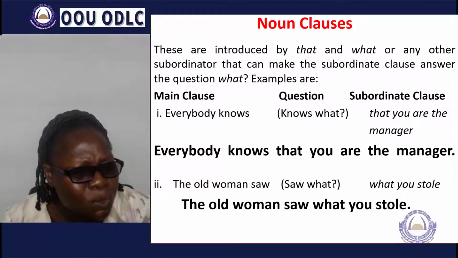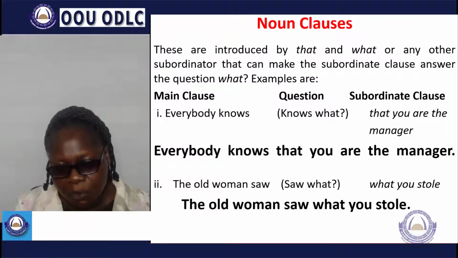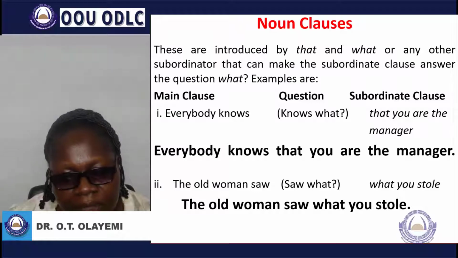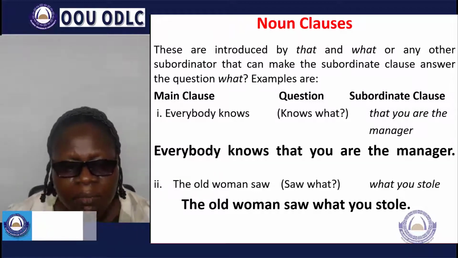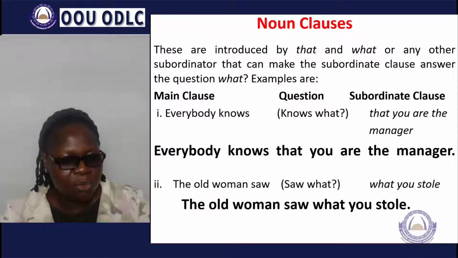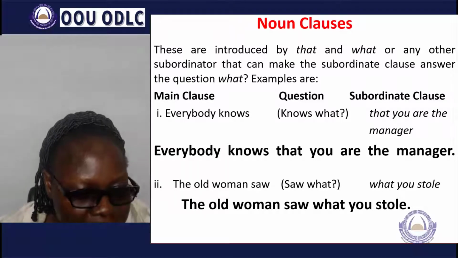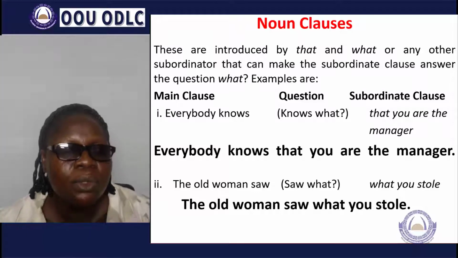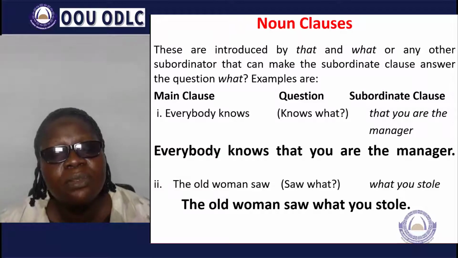But the question is, knows what? That you are the manager. If I just appear before you and I say that you are the manager, does that make sense to you? No, it doesn't. But if I stand before you and I say, everybody knows, it's meaningful. At least I've conveyed to you a meaning. Everybody knows. Then the question is, everybody knows what? Everybody knows that you are the manager. So here we have a very good example of a noun clause.